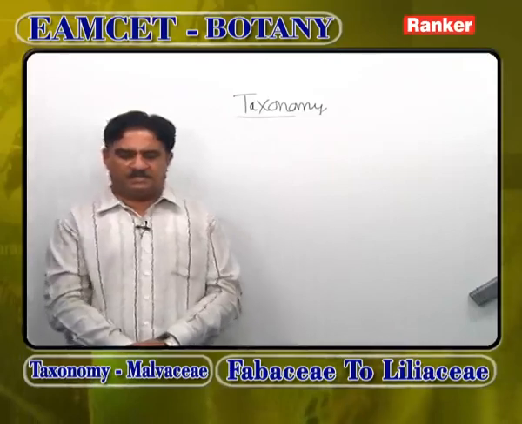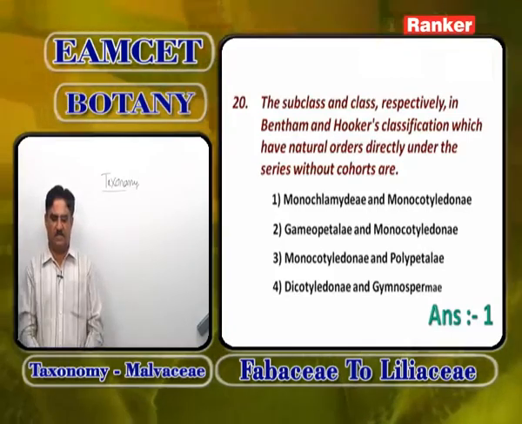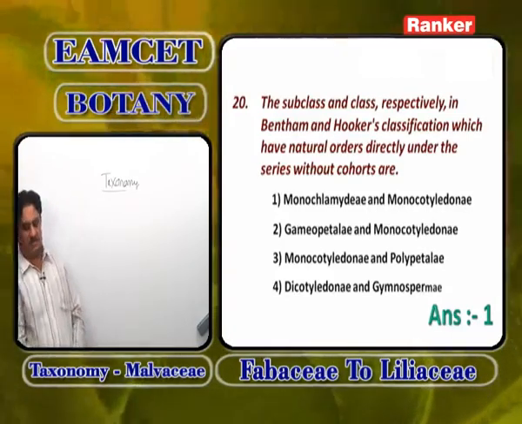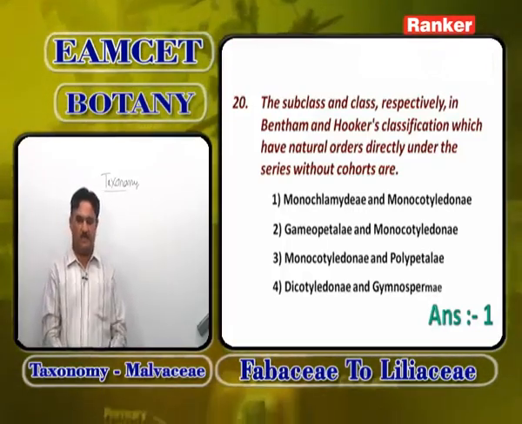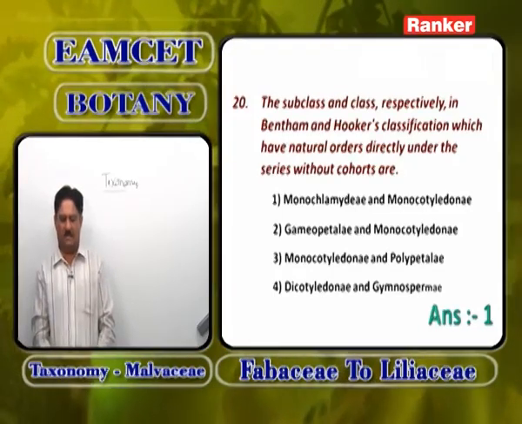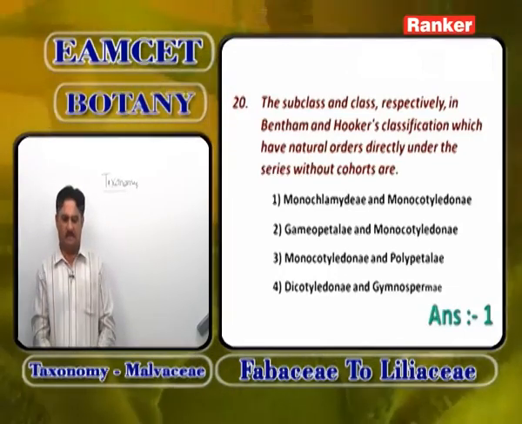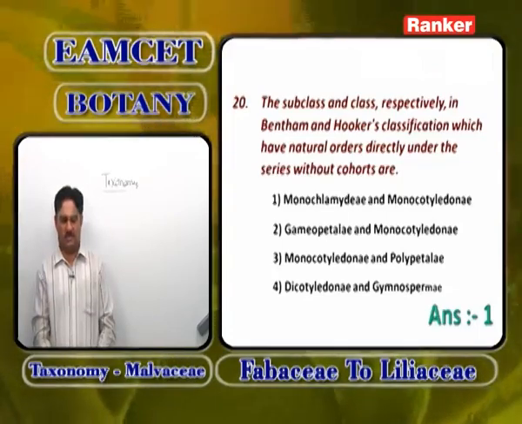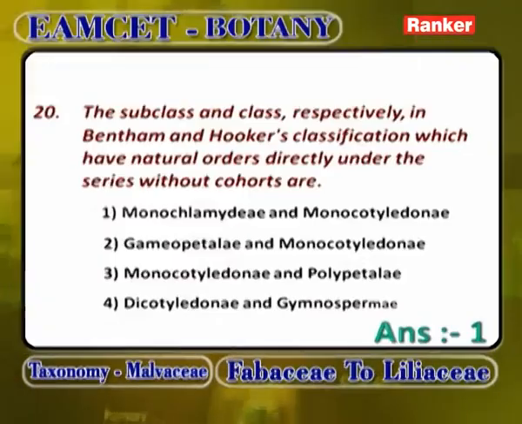So the subclass and class in Bentham and Hooker's classification which have natural orders directly under series without cohorts are Monochlamydeae and Monocotyledonae. Monochlamydeae is a subclass where cohorts are absent, only series are present. Monocotyledonae is a class where subclass and cohorts are absent, only series are present, one series being Coronarieae, to which the family Liliaceae belongs. So the answer is Monochlamydeae and Monocotyledonae. Next.